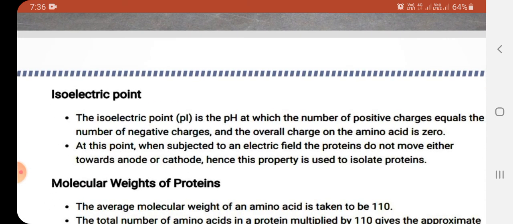The next property is the isoelectric point. The isoelectric point is the pH at which the number of positive charges equals the number of negative charges and the overall charge on the amino acid is 0. At this point, when subjected to an electric field, the protein does not move toward either the anode or cathode. Hence, this property is used to isolate protein.